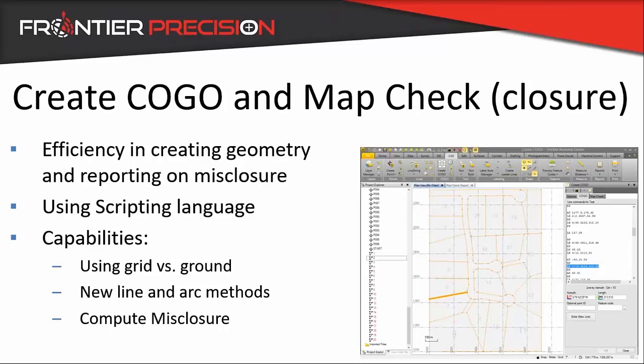All right, one of the other features is creating COGO and map check closures now within the grid and ground systems of TBC. So there's also some new line methods. But misclosure, like you can see in this image, it's tough to see some of that. But again, basically coordinate geometry and reporting misclosure of your data sets.